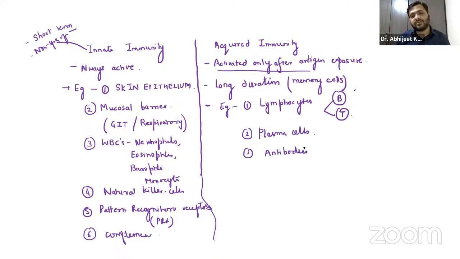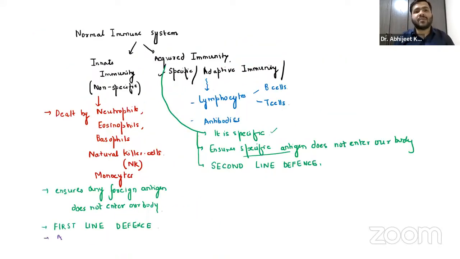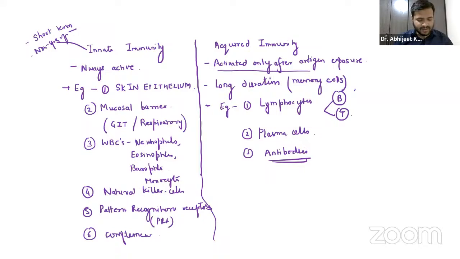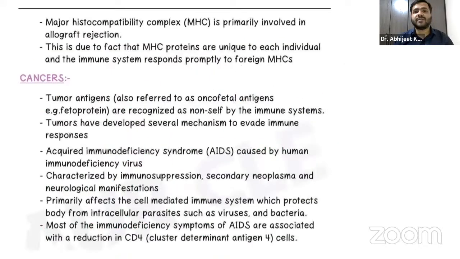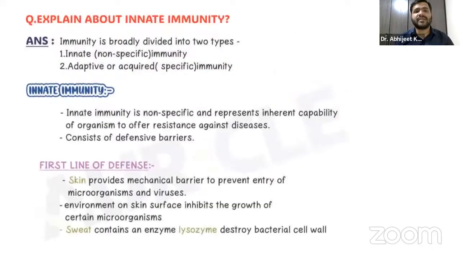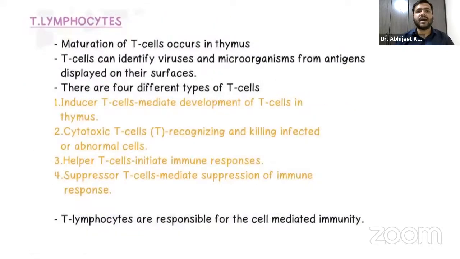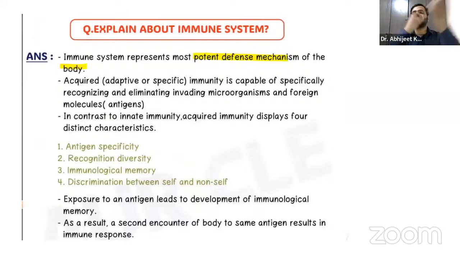It is the antibodies, right? So that is the basic difference between the innate and the acquired immunity, guys. So let us just try to summarize this information, whatever is given in the notes, and try to answer these questions.